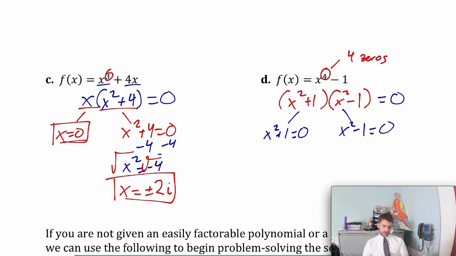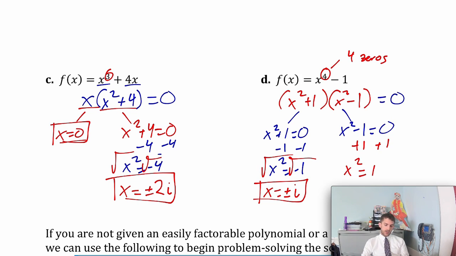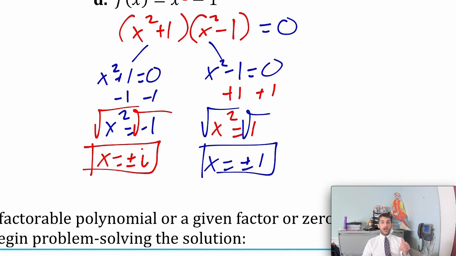To solve for the one on the left, we're going to subtract 1 on both sides. We get x squared equals negative 1. And then when we take the square root of both sides, we get x equals, well, the square root of negative 1 is i. But since we put the square root in there, we're just going to get plus or minus i. So there's 2 of our 4 zeros already. Next up, on the other side, we'll add 1 to both sides. We get x squared equals 1. We're going to take the square root of both sides, and we end up with x equals plus or minus 1. So our options are positive 1, negative 1, positive i, and negative i.